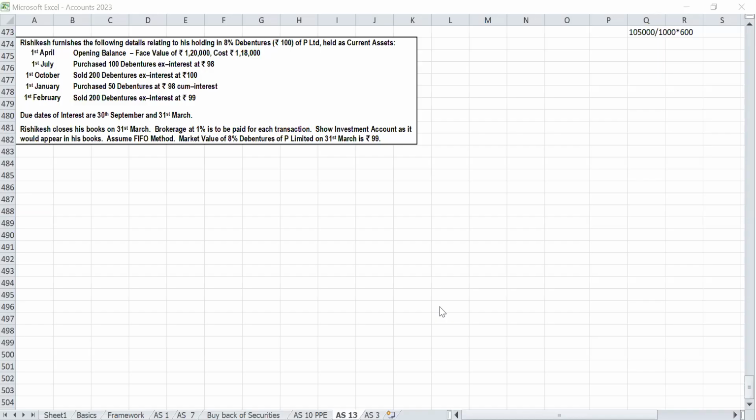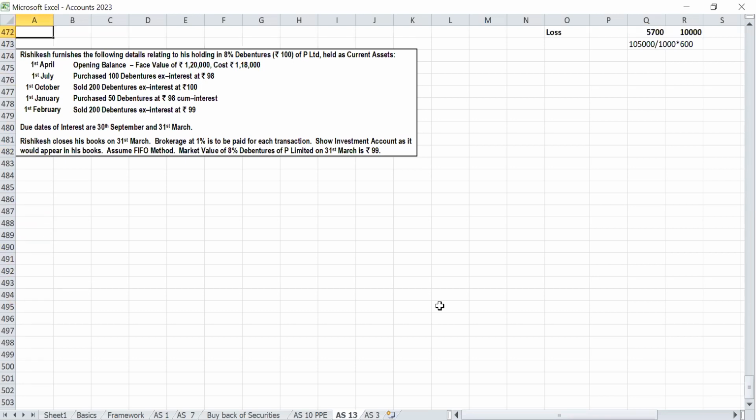Sir, details relating to holding in 8% debentures of Pay Limited held as current asset. First, April, the opening balance of Pay Limited. In the books of Rishikesh, investment in 8% debentures of Pay Limited.